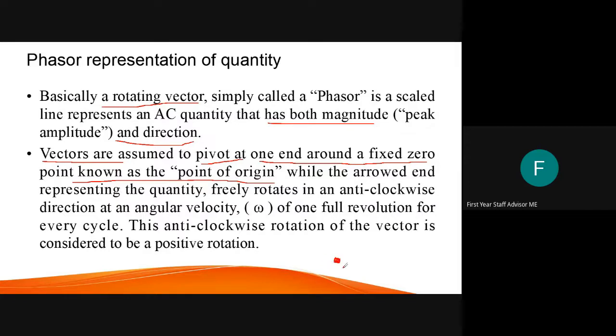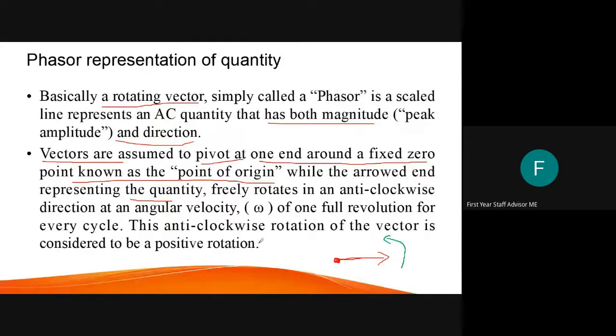So again I will read. Vectors are assumed to pivot at one end around a fixed zero point known as the point of origin, while the arrowed end represents the quantity. We will extend this line, and at this end there is an arrow. The arrowed end representing the quantity rotates in anti-clockwise direction with an angular velocity omega. It is not rotating in clockwise direction. It is rotating in anti-clockwise direction, and this anti-clockwise direction is considered as positive rotation.